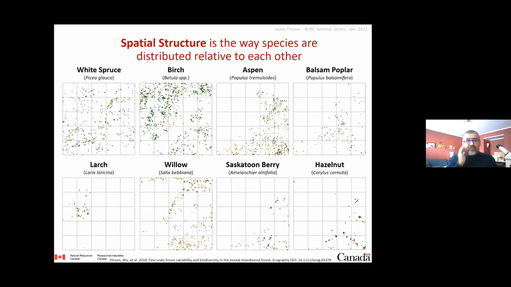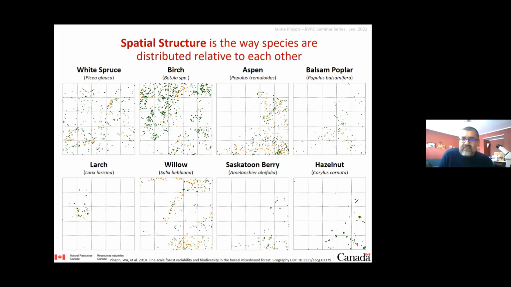So when we think about spatial structure, of course, it is the way species are distributed relative to each other, right? So not all species are static. They move across the landscape, but for those that don't move, like plants, their distribution still is determined by many factors that have happened on the landscape.